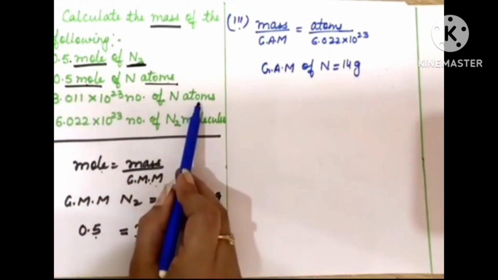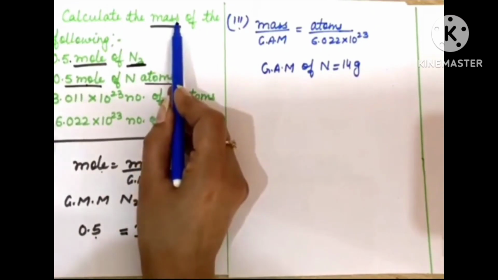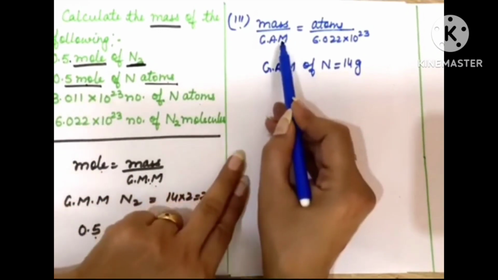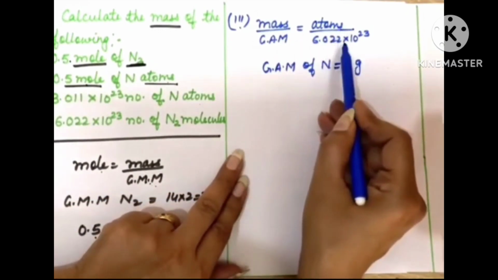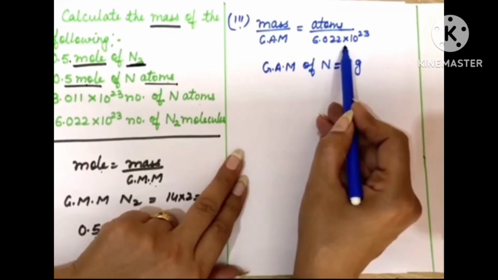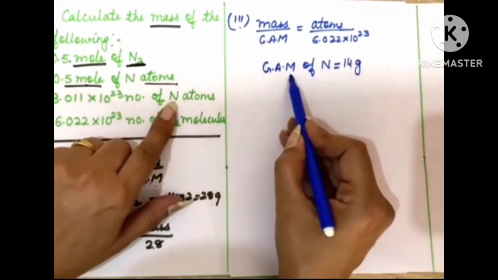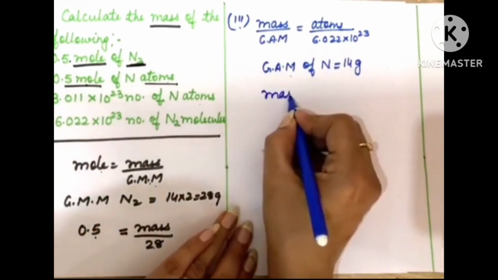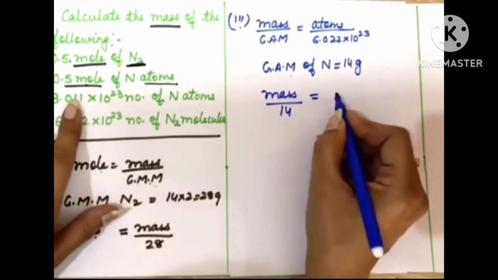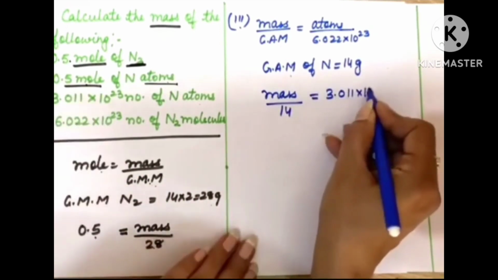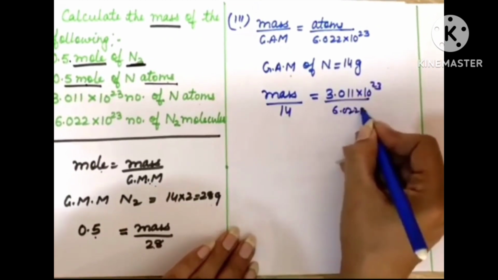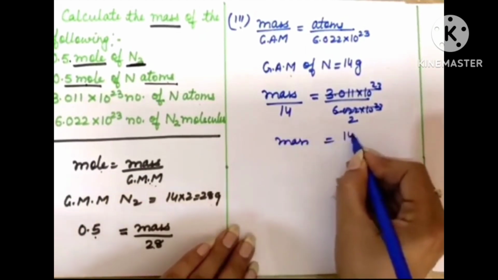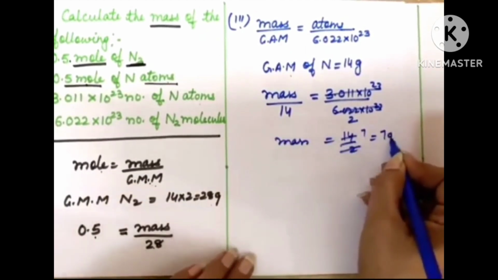This many number of nitrogen atoms are given and we have to find out the mass. So we need the formula where we have mass and atoms given. So mass upon gram atomic mass is equal to atoms upon Avogadro number. This formula we will use. And the gram atomic mass of nitrogen we need, that is 14 grams. Fill the value here. Mass we have to find out. Gram atomic mass is 14. And how many atoms are given? 3.011 into 10 raised to power 23 upon Avogadro number. So mass is equal to 14 by 2, that is 7 grams, which is the answer.